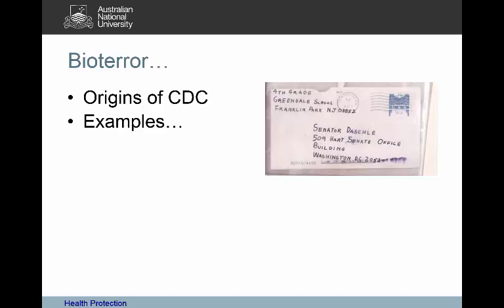Another example is the anthrax white powder events that occurred in the US following the 9/11 airplane crashes into the Twin Towers in New York in 2000.